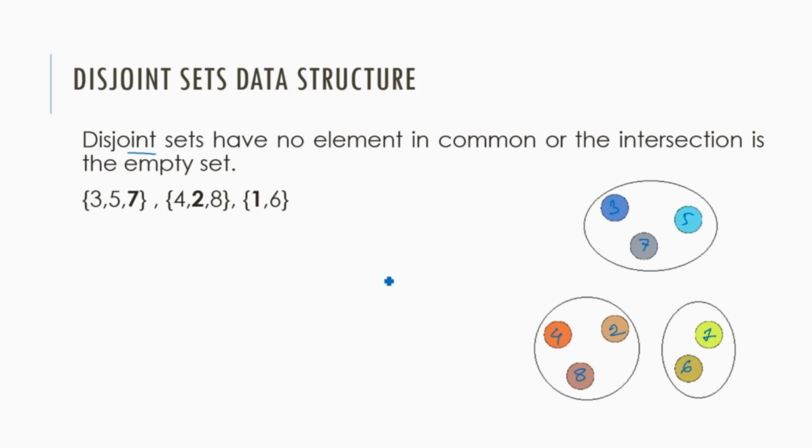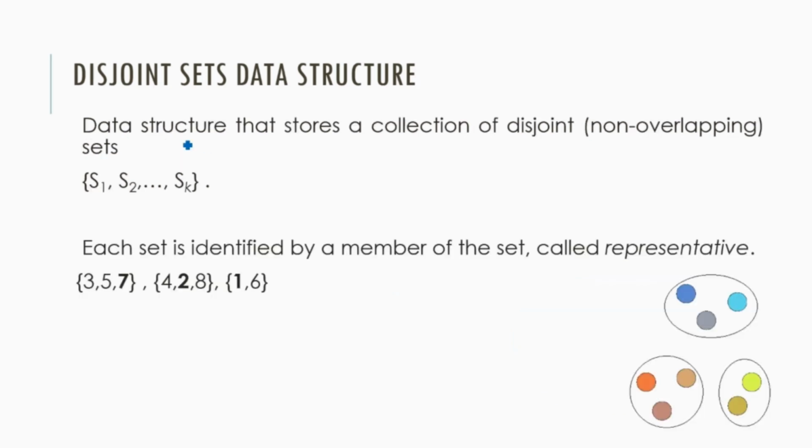Now if we say that element 1 and 2 are members of the same set, then these two sets will be merged, because these two sets will no more represent disjoint sets. So data structures that are used to represent disjoint sets are called disjoint set data structures.